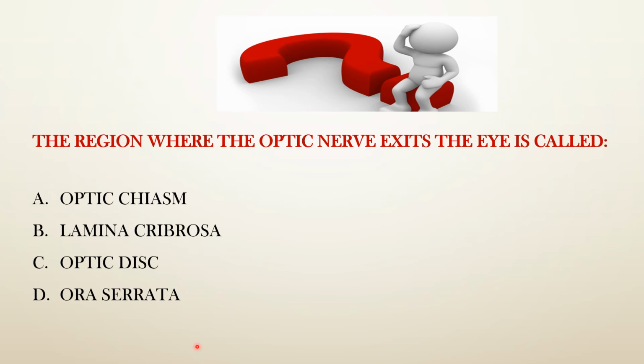The region where the optic nerve exits the eye is called: optic chiasm, lamina cribrosa, optic disc, ora serrata. Exactly, it is the blind spot, the optic disc.